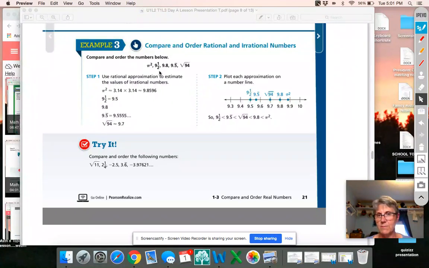So I'm going to convert as many of them to decimals as I can. So 9.8 is already in decimal form, so I'll leave that. We'll put that right here. And 9.5 repeating, we'll put that here. There might be something in between those two. We don't know that yet. And let's see here, what else do we have? 9.5. So that takes care of 3 of them. And all we have to do is estimate the square root of 94.